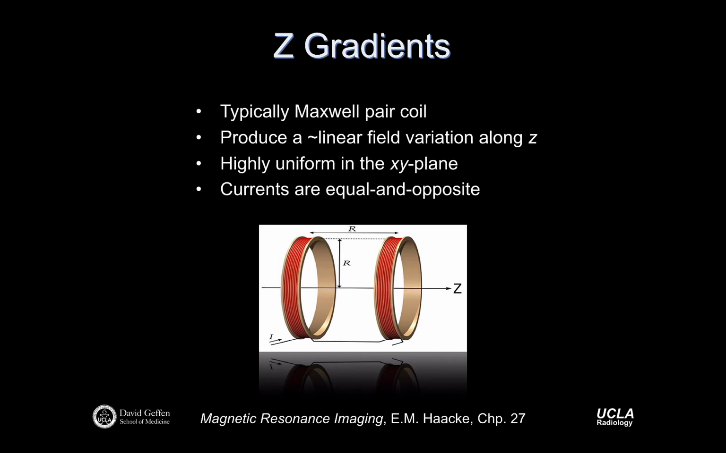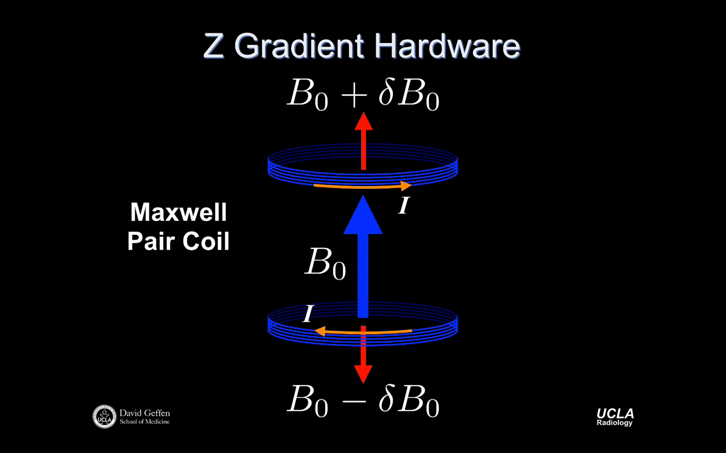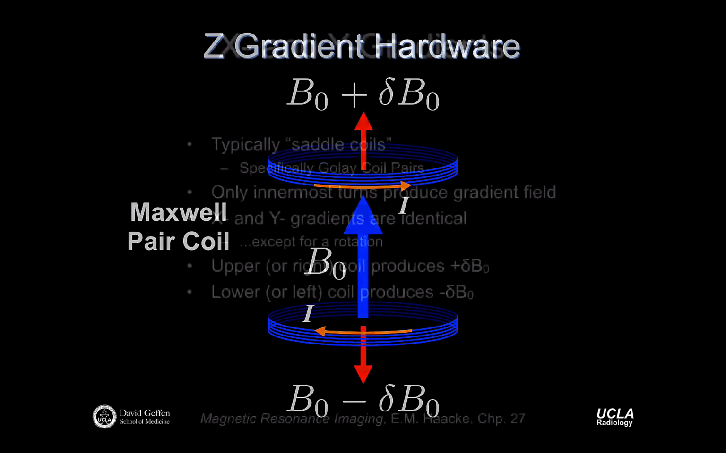And to generate these fields, you would run currents equal and opposite in one coil versus the other coil, so that they oppose each other. And what's the principle behind that? This is the Maxwell pair coil again. If I run current through this coil at the top here, I can generate some delta B0. I can add to my B0 field. And if I run current in the opposite direction on the bottom here, I can slightly oppose my B0 field. And what that means is I have a gradient in magnetic field strength, right? I go from B0 minus delta B0 to B0 to B0 plus delta B0. So I have, in this case, a linear gradient in my B0 field strength. And that's exactly what gradients are supposed to do.